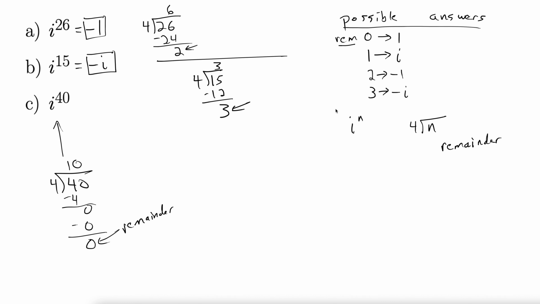Okay. All right, so when there's no remainder, the answer must be 1. So I to the 40th is 1. Okay, this will work for any n. I to the power of n, divide it by 4, get the remainder. This does the trick.